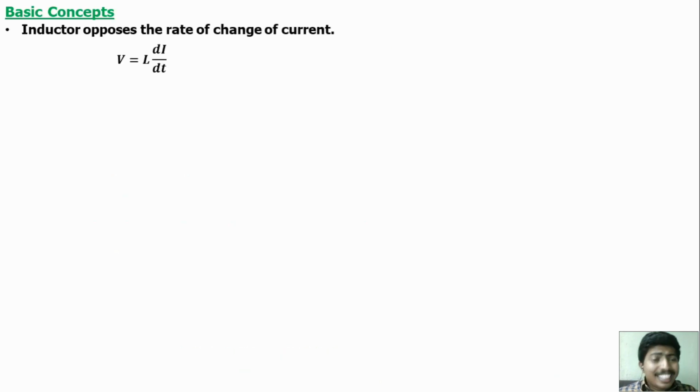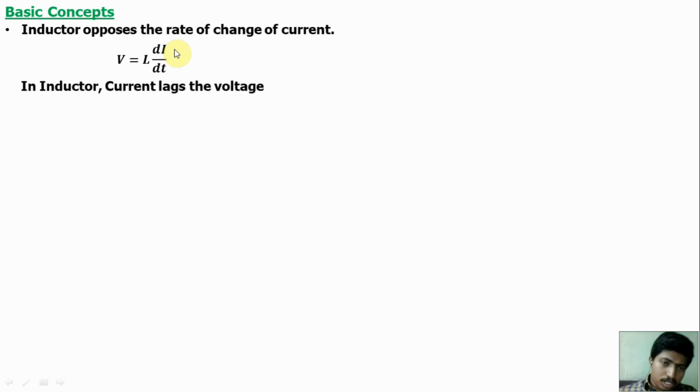We know that an inductor opposes the rate of change of current. Voltage across the inductor VL is equal to L into di by dt. It means that the inductor restricts the change of current. So, in an inductor, current lags the voltage.